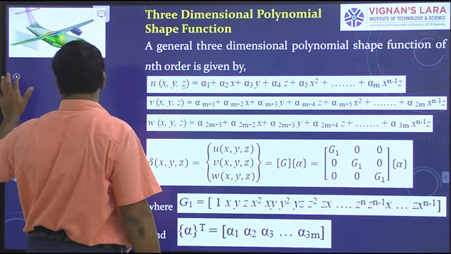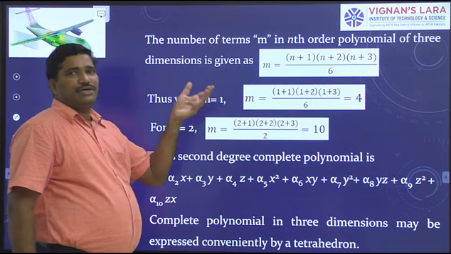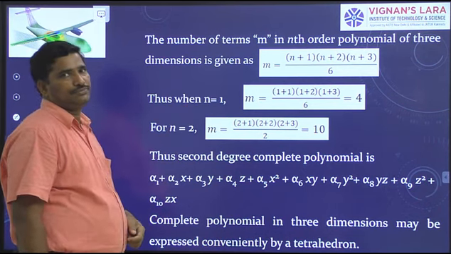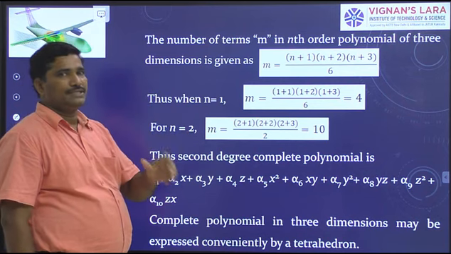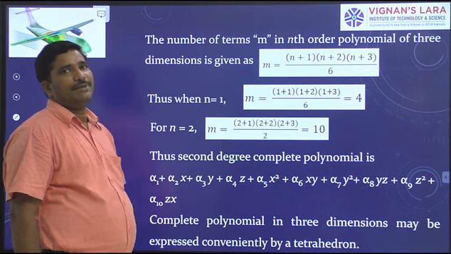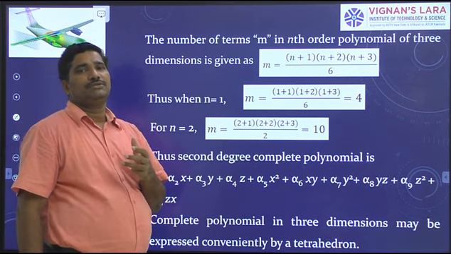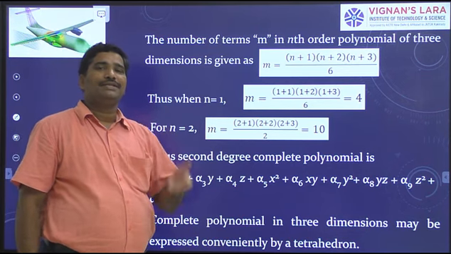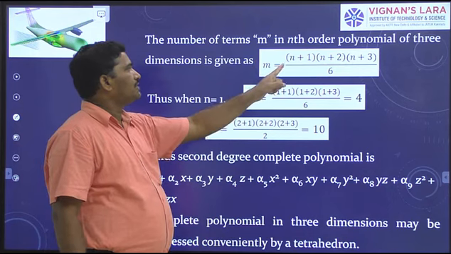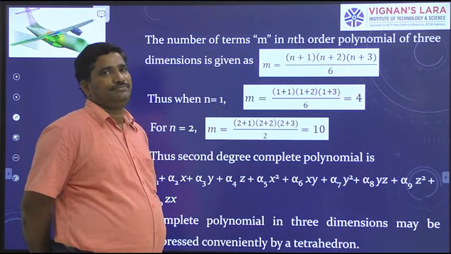Now, the number of terms m in nth order polynomial with variables x, y and z, you can determine using this formula. Number of terms appearing in a three-dimensional polynomial you can determine using this formula: m equals (n plus 1) into (n plus 2) into (n plus 3) by 6.